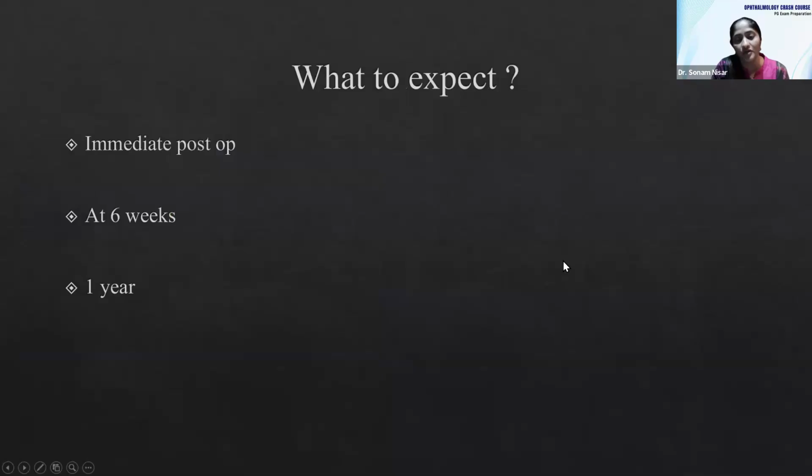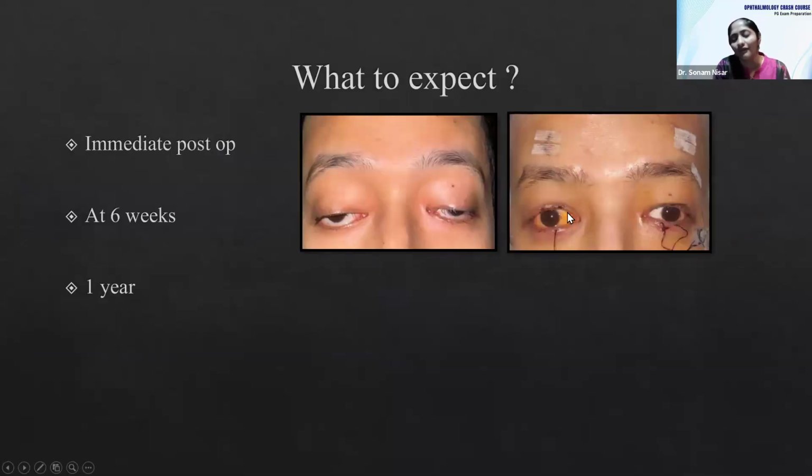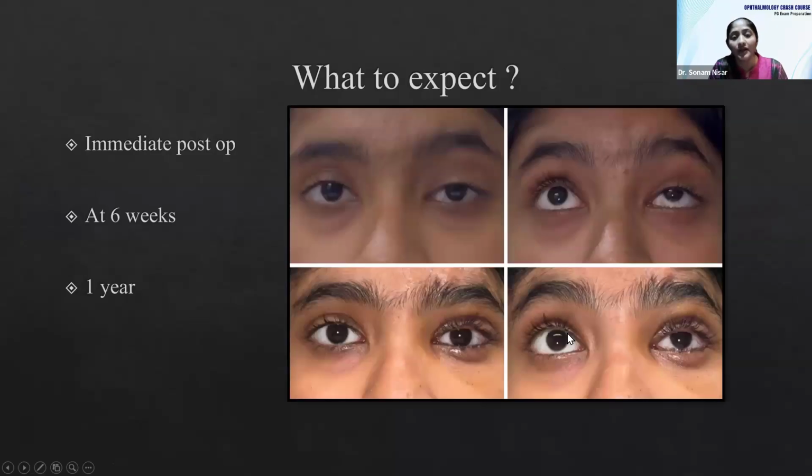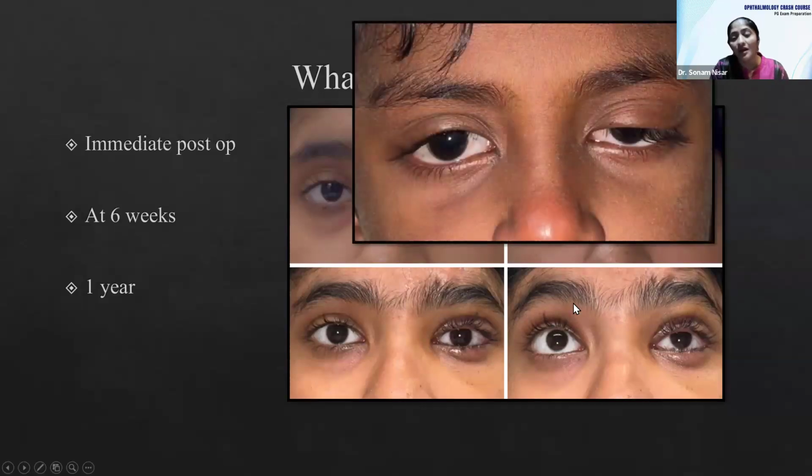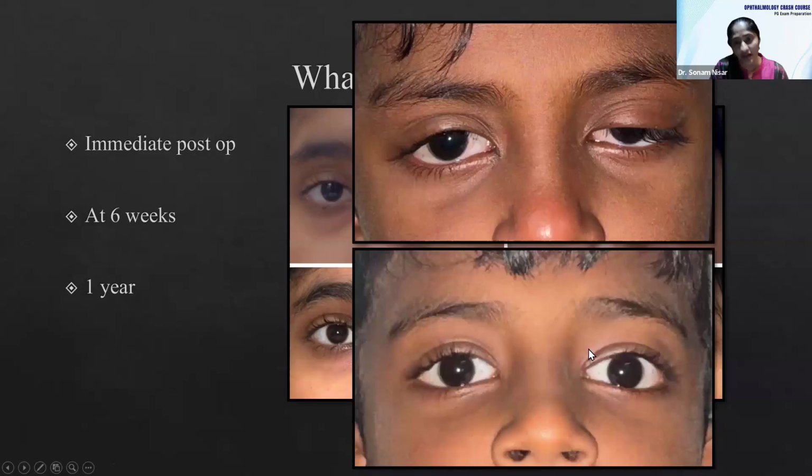Now, what to expect immediately is this. You will have a lot of lagophthalmos, so you can take a lower lid Frost suture in order to cover the cornea. At 6 weeks, you will see that there's still a little bit of upper lid edema. You'll see that there is a lid lag in down gaze as well as in up gaze. The lid doesn't go up completely like the normal eye, and this must be counseled to the patients. Another thing, this is finally at last visit.